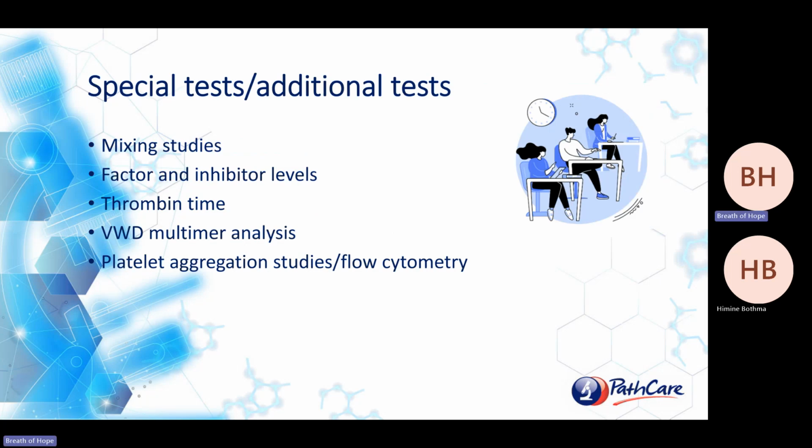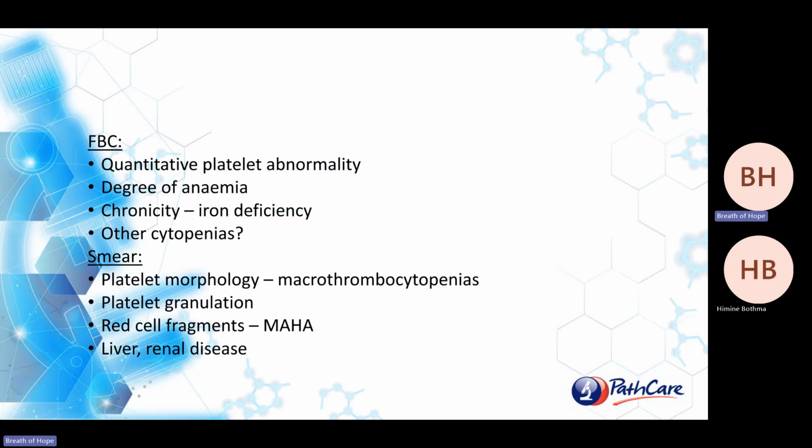Some additional tests that you could add would be mixing studies, which is an interesting test, factor and inhibitor levels, thrombin time, von Willebrand disease multimer analysis, and then further platelet studies like flow cytometry and platelet aggregation studies. So I just want to go through some of the tests on the screening.